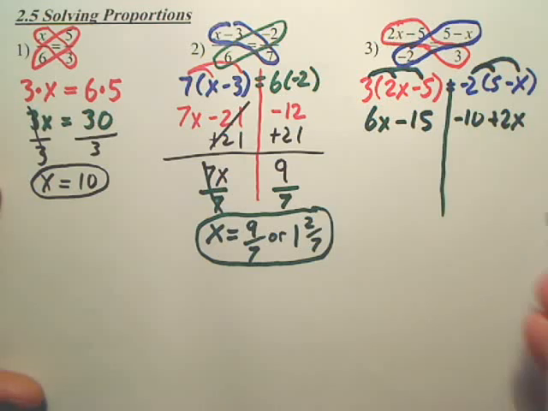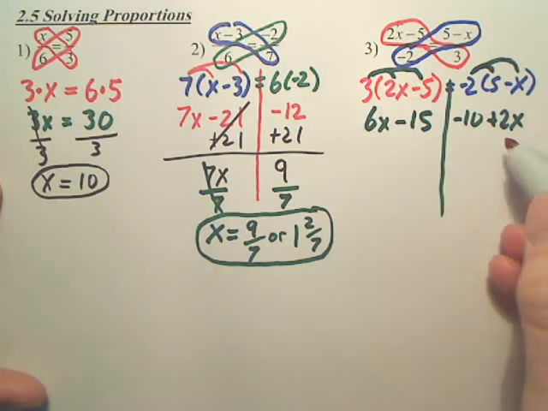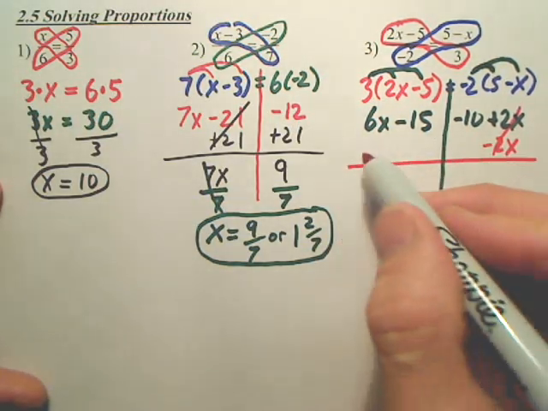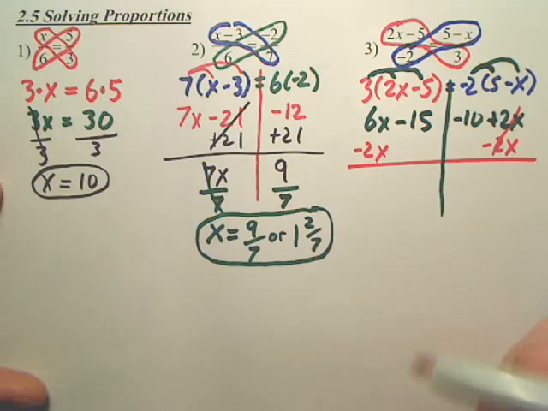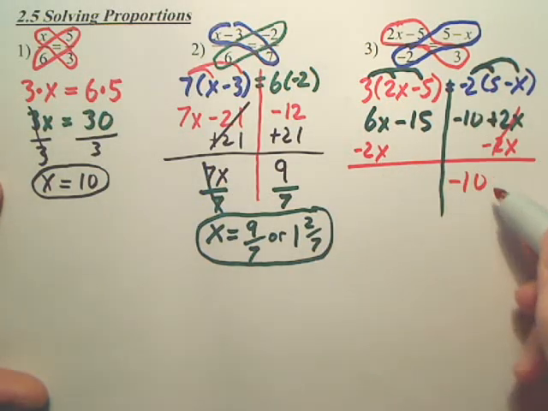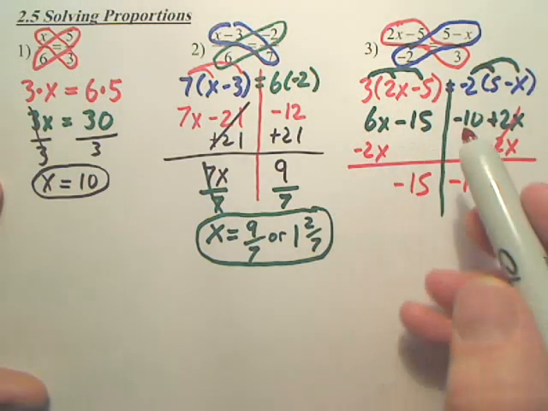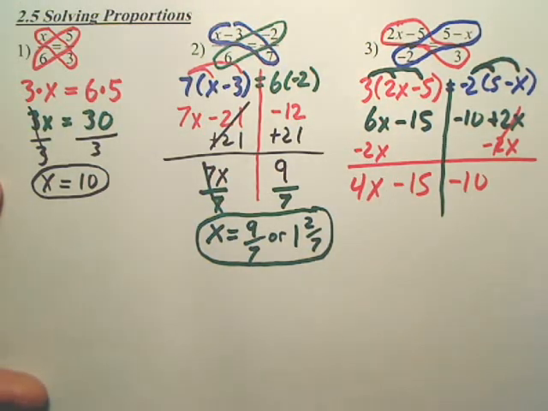In order to solve, we got to get all the x's to the one side. So I'm going to move this 2x over here. So I have to get rid of a positive 2x by minusing 2x. That leaves me negative 10 left over here. Bring down the minus 15, and then 6x minus 2x leaves us 4x's.